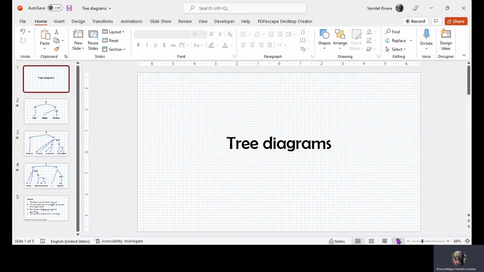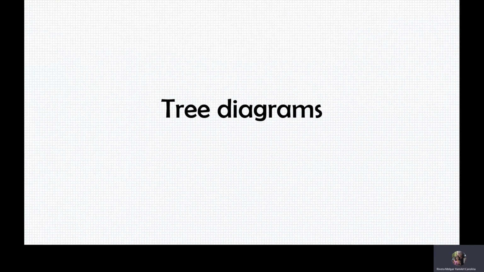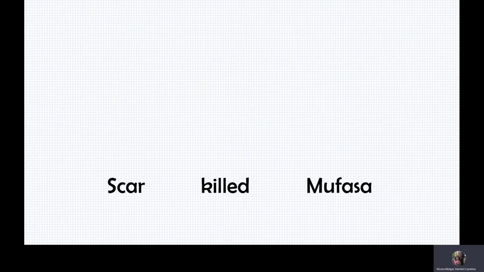Today I'm going to try to explain a little bit about the tree diagrams, okay? Now, you need to be very clear on how to identify phrases first. So let's begin. This is the first one and the easiest one. Scar killed Mufasa. What are you going to do at first? You're going to identify the verb, which in this case is killed.